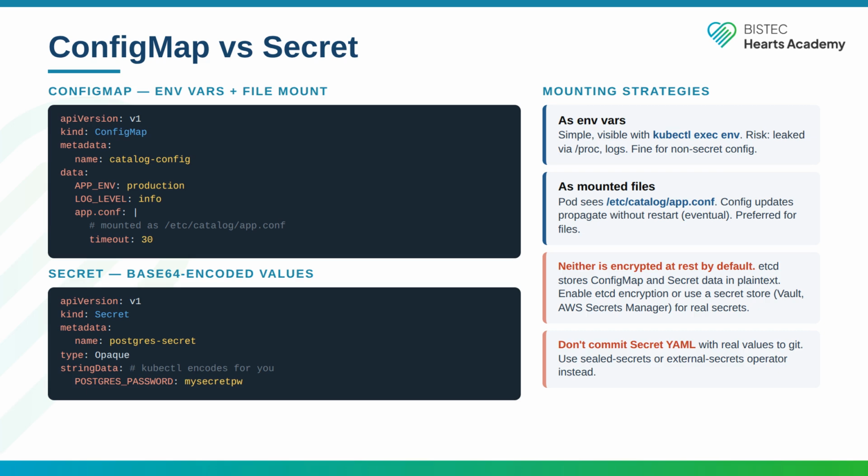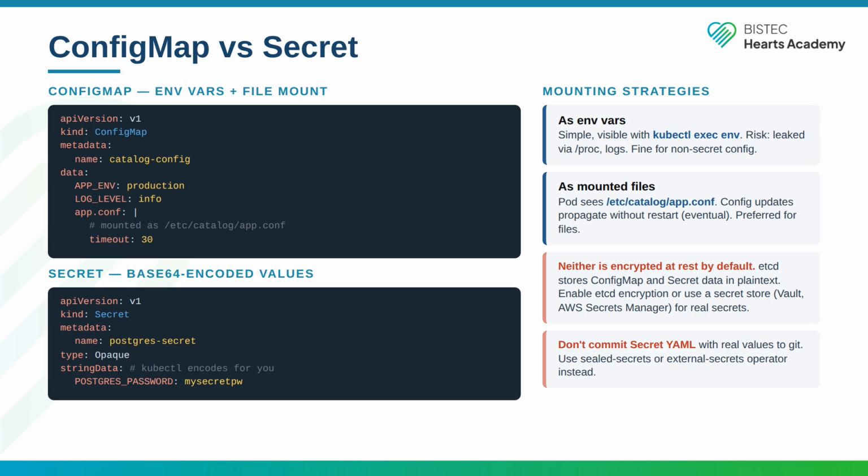Secrets look almost identical. When you use string data, kubectl base64 encodes the values before storing them. Important: secrets are not encrypted at rest by default. etcd stores them as base64, which is encoding, not encryption. Anyone with etcd access can read them.